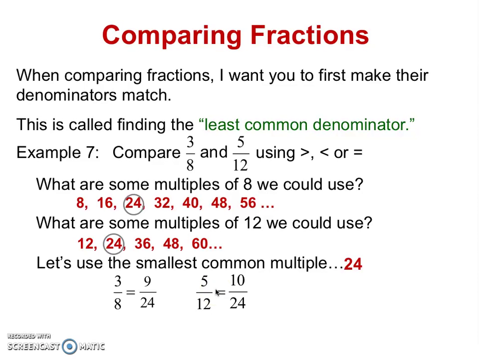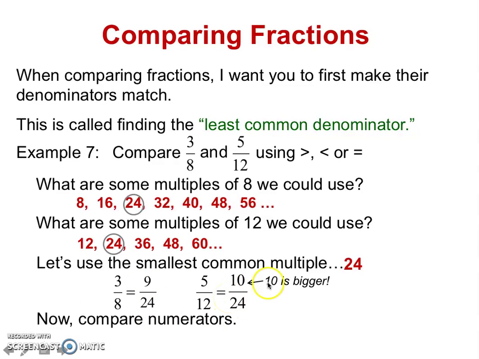So now I can compare these. I have 9/24 and 10/24. I'm going to compare the numerators since they have a common denominator. The 10 is bigger than the 9. So if I'm comparing these with my greater than, less than, or equals symbol, using my 3/8 and my 5/12, I would say that 3/8 is less than 5/12 because 9/24 is less than 10/24.